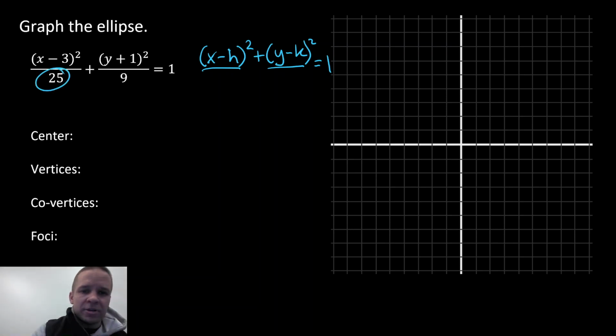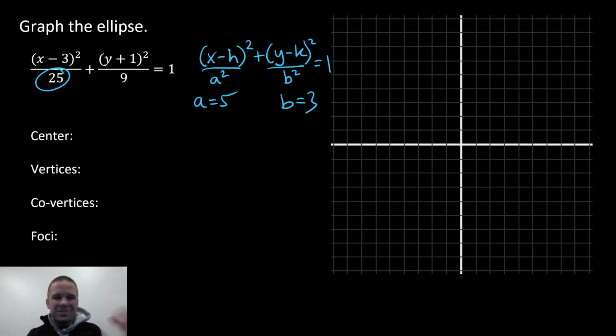Since this is larger here, this is going to be my A squared. And since the 9 is smaller, that's going to be my B squared. All right, so I can get my A value, which is going to be 5, and I can get my B value, which is going to be 3, by square rooting those numbers. I'll just jot those down. They're going to be helpful here in just a little bit.